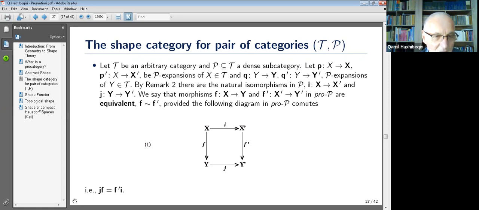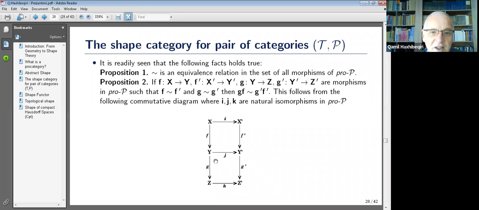This does mean that j f is f prime i. It is readily seen that the following facts are true: tilde is an equivalence relation in the set of all morphisms of pro-P. And proposition 2: if f from X to Y and f prime from X prime to Y prime, and g from Y to Z and g prime from Y prime to Z prime are morphisms in pro-P such that f is equivalent to f prime and g is equivalent to g prime, then their compositions are also equivalent.